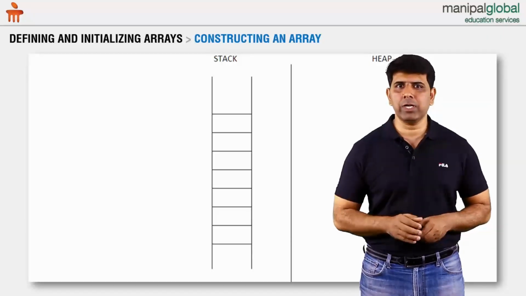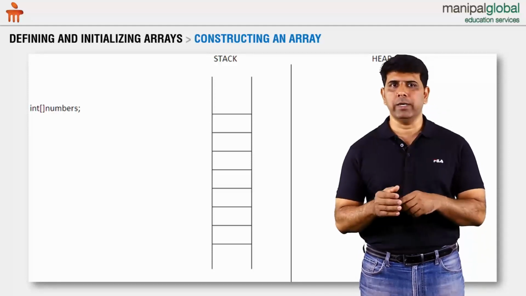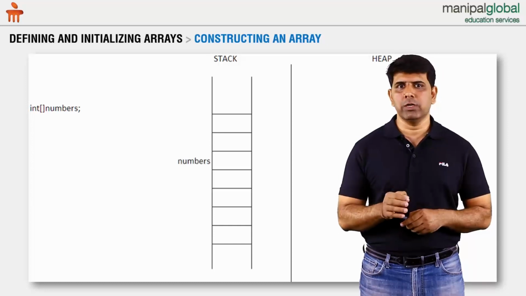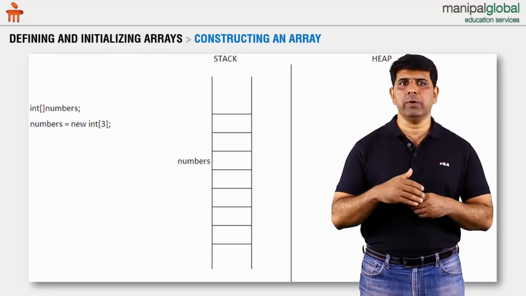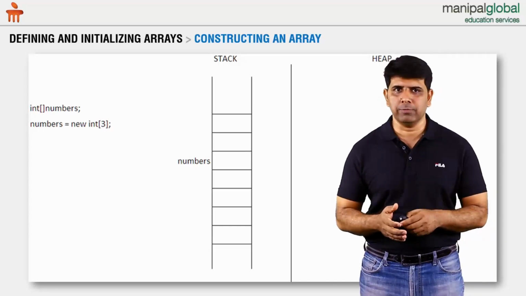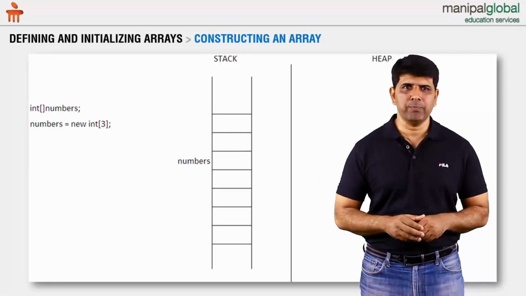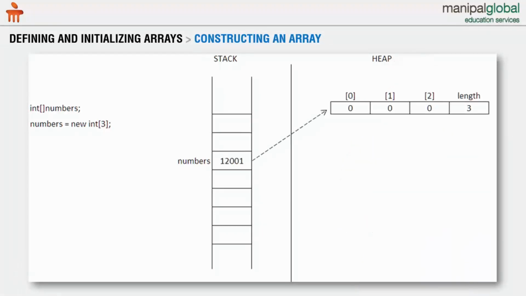Now let's have a look at how this is going to work. We first create a variable called numbers of an array type. In the stack, it just reserves the space required for a reference. In the next statement we are saying numbers equals new int of 3. This is where a memory allocation takes place on the heap. Since we said 3 ints is what we require, 12 bytes are reserved plus a space required for an integer field, that is length, is also given.